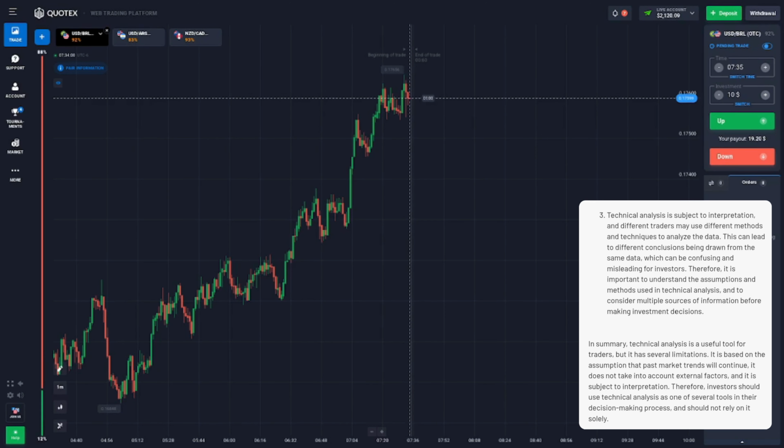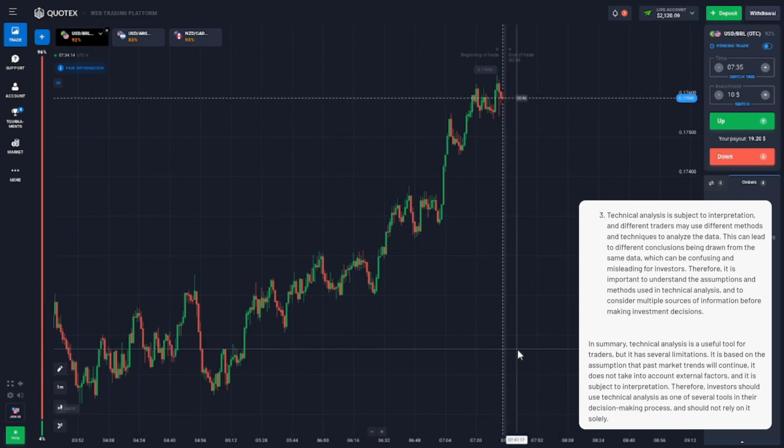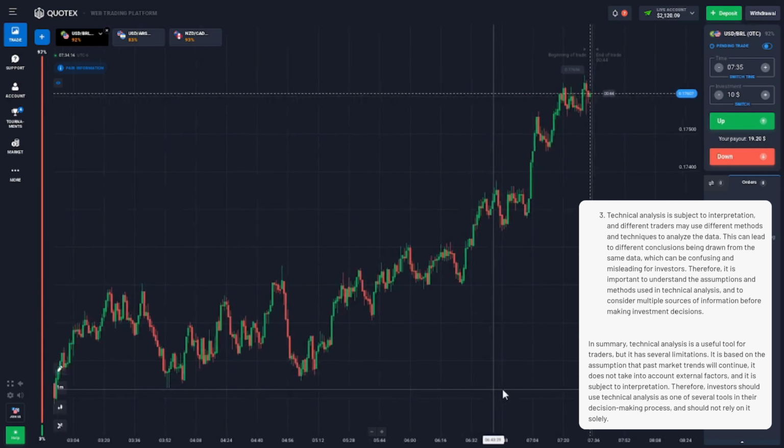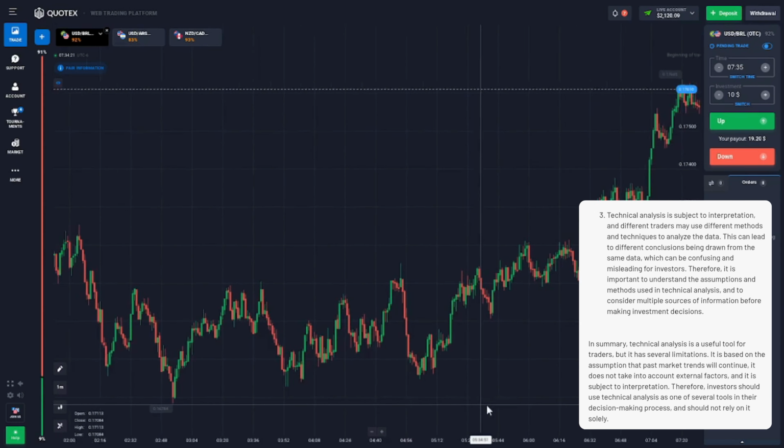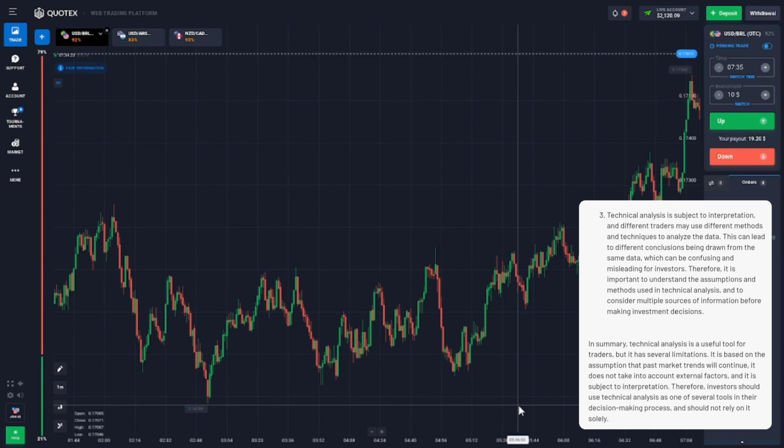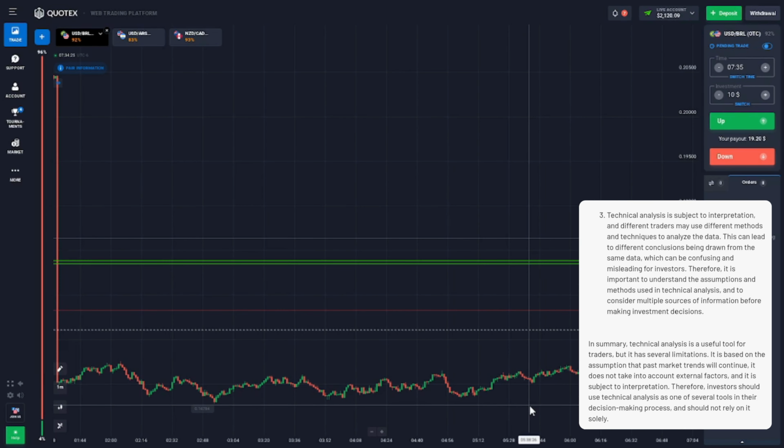In summary, technical analysis is a useful tool for traders, but it has several limitations. It is based on the assumption that past market trends will continue. It does not take into account external factors, and it is subject to interpretation. Therefore, investors should use technical analysis as one of several tools in their decision-making process and should not rely on it solely.